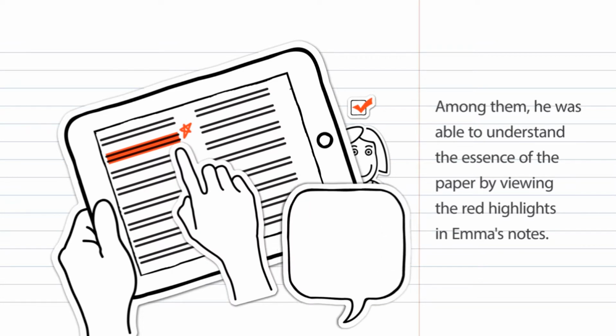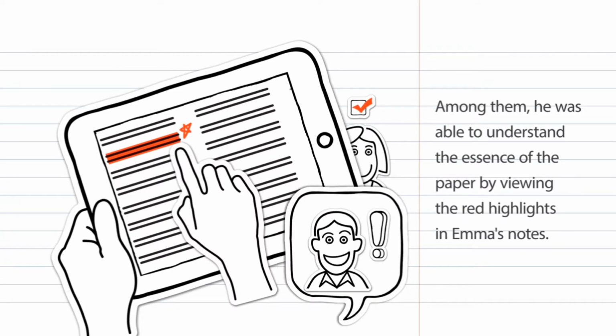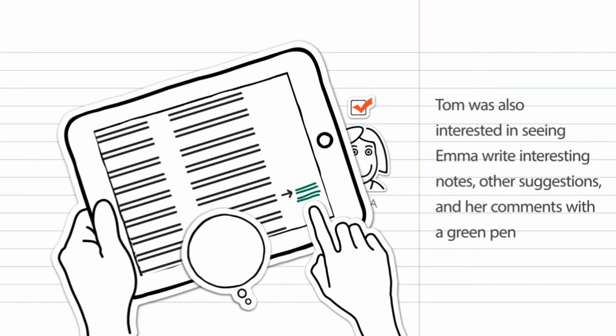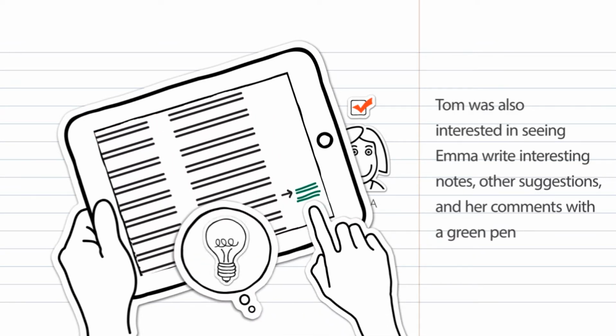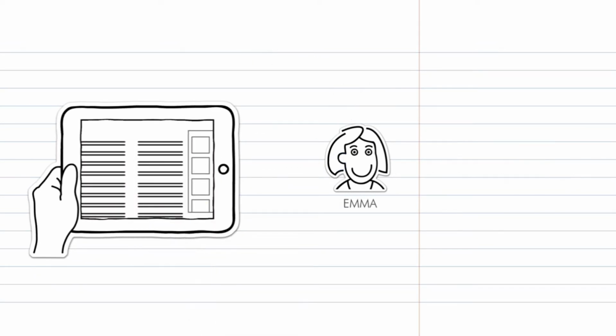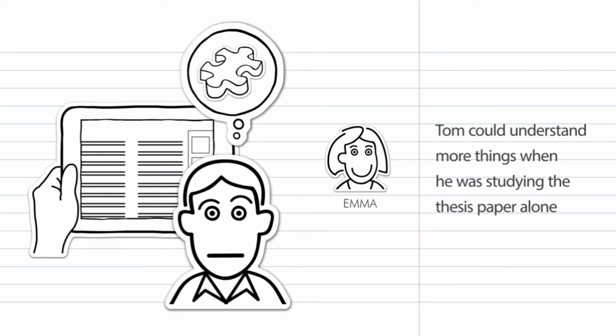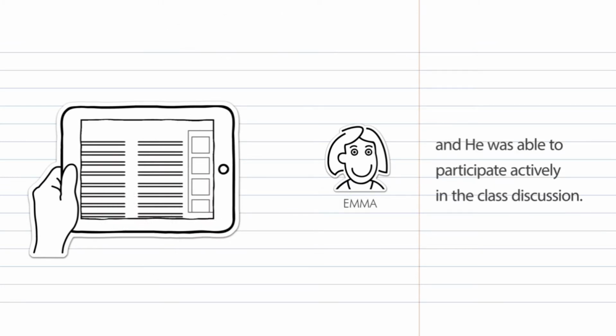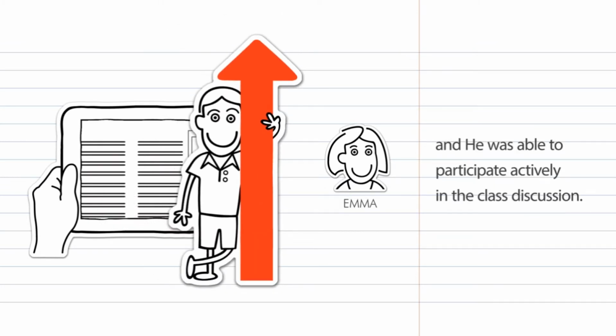Among them, he was able to understand the essence of the paper by reviewing the red highlights in Emma's notes. Tom was also interested in seeing Emma write interesting notes, other suggestions, and her comments with a green pen. Tom sent Emma an interest badge. Tom could understand more things than when he was studying the thesis paper alone. And he was able to participate actively in the class discussion.